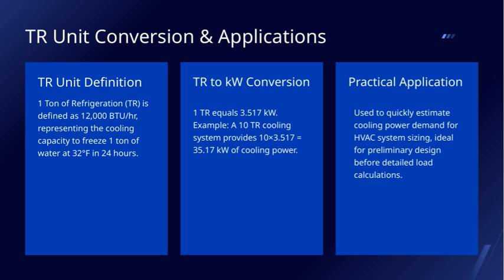Now, let's talk about what exactly a TR is. A ton of refrigeration is defined as 12,000 BTU per hour. It represents the cooling capacity needed to freeze 1 ton of water at 32 degrees Fahrenheit within 24 hours. This standard gives us a practical understanding of how much cooling power is involved.